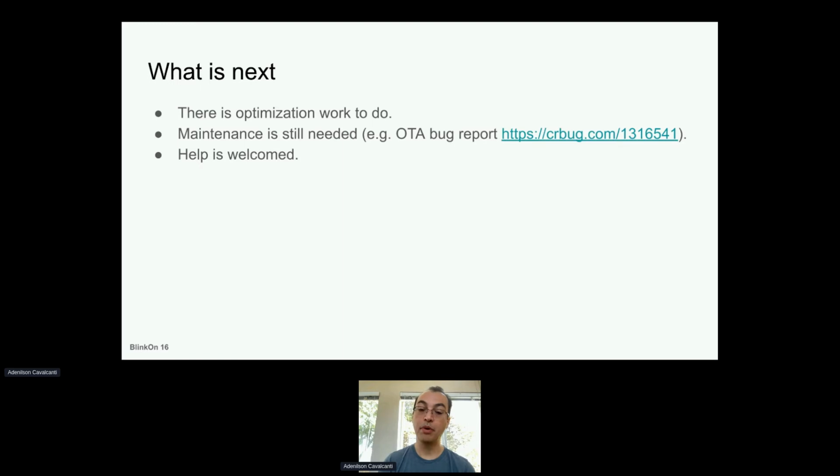As an example, a couple weeks ago, we received a bug report impacting Android, specifically over-the-air updates, because as I mentioned earlier, AOSP has migrated to Chromium zlib, as a matter of fact, in 2020. Finally, help is always welcome.